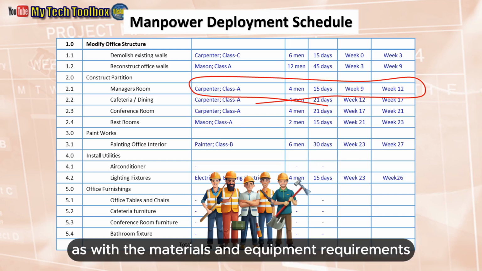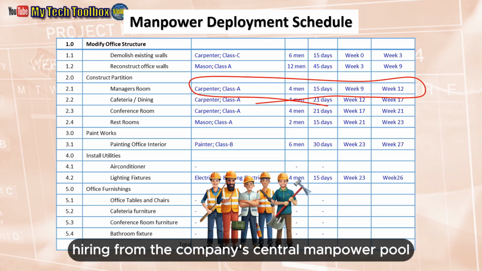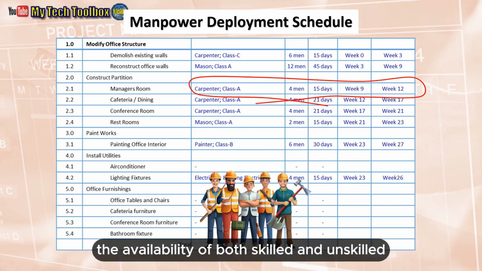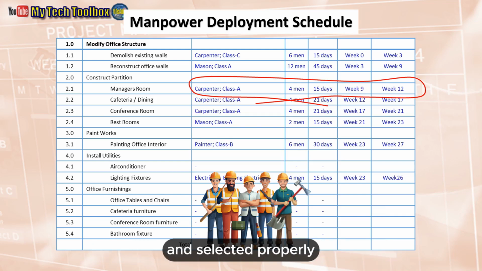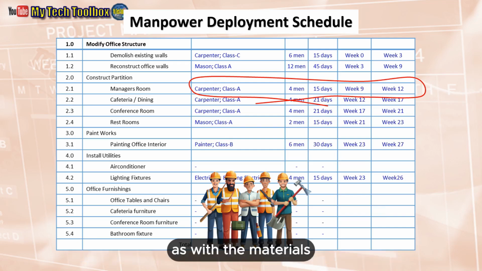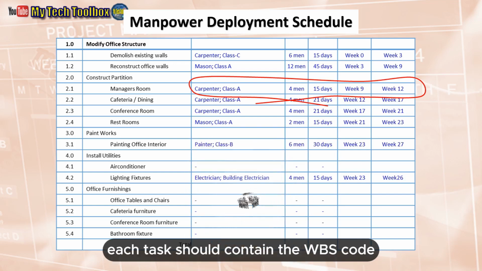As with the materials and equipment requirements, its sources have to be identified, whether for local project hiring, from the company's central manpower pool, or from private manpower placement companies. The availability of both skilled and unskilled personnel has to be considered, and they have to be recruited and selected properly to ensure the quality of their output for the project. As with the materials and equipment requirement schedules, each task should contain the WBS code.